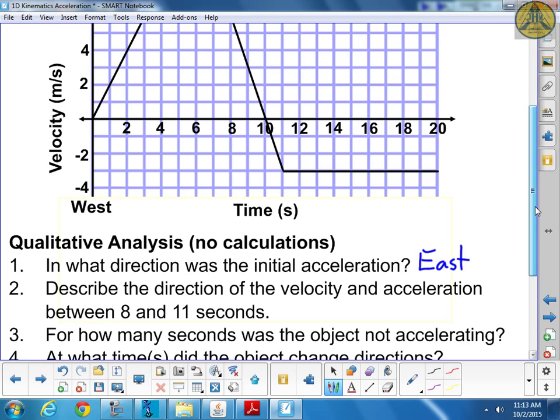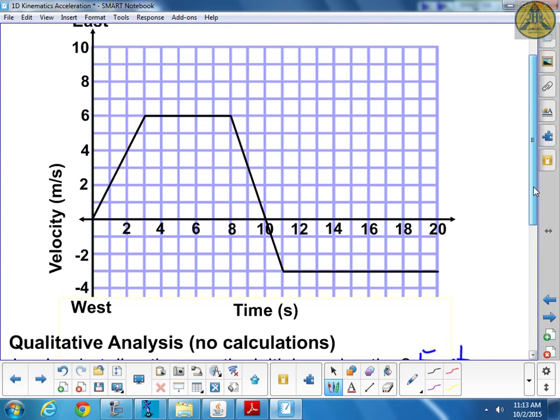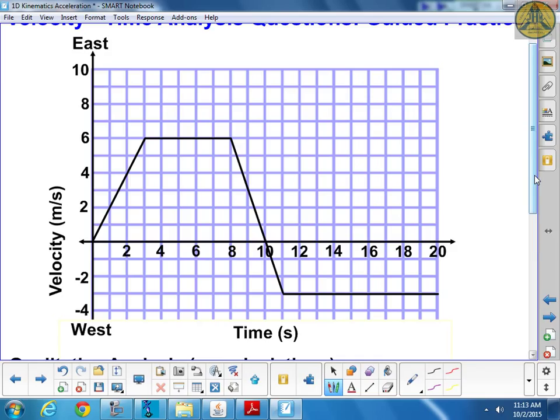Number 2, a little trickier. Describe the direction of the velocity and acceleration between 8 and 11 seconds. Just to reference it, there's 8, and there's 11. Now the acceleration is easy. That one's a little bit easier. We'll start with that one. The direction of the acceleration never changes. The acceleration is the slope of that line. It's negative. So the acceleration is westward or negative.